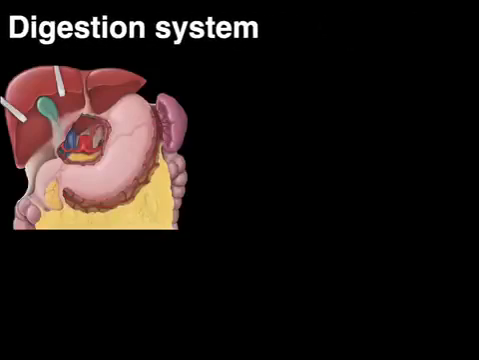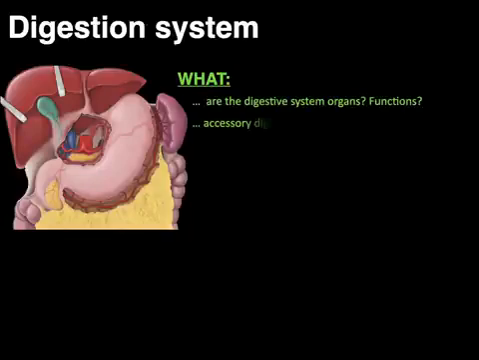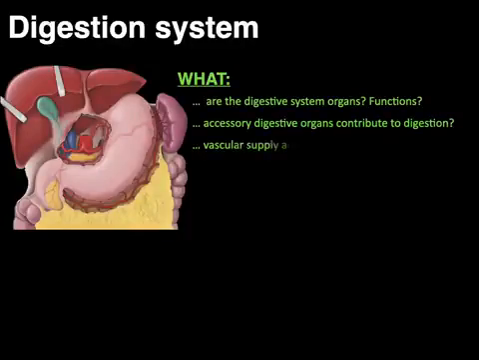Okay, we're going to talk about the digestive system and answer the questions: what are the digestive system organs and what are their functions? And what accessory digestive organs contribute to digestion? And what's the vascular supply and innervation of the GI tract?